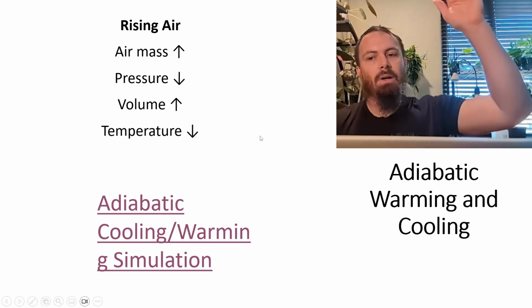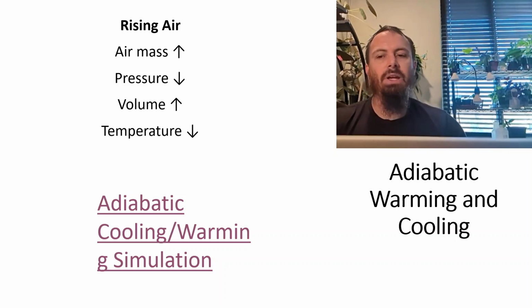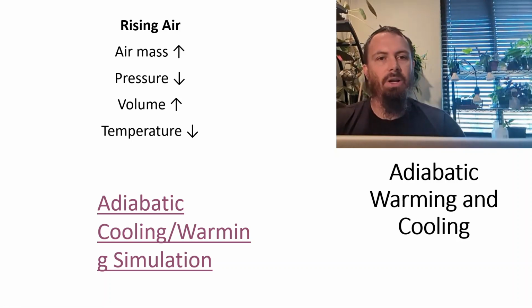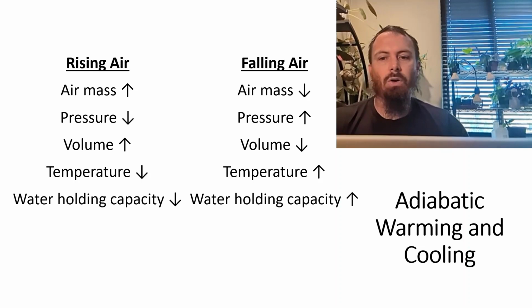Air goes up, pressure down, volume up, temperature down. And then the opposite is true, right? So falling air: if air goes down, pressure goes up, volume goes down, and temperature goes up.